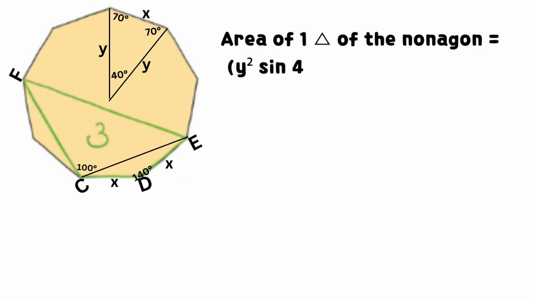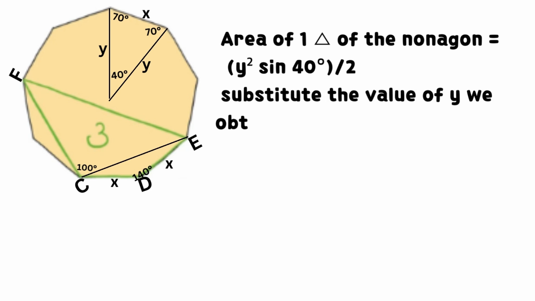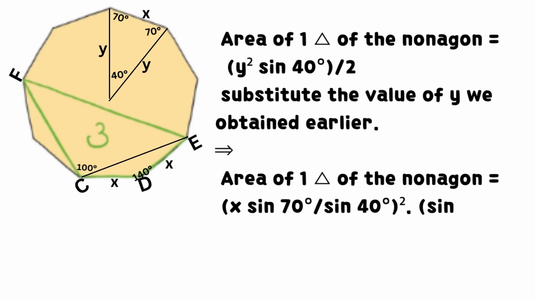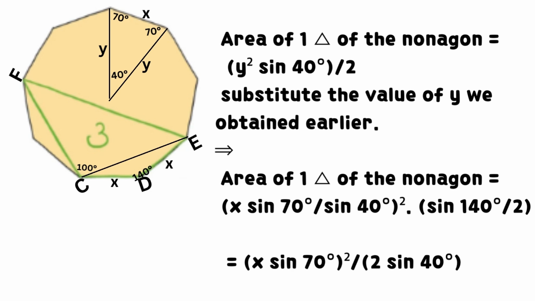The area of one triangle of the nonagon equals half of the product of the square of y and sine 40 degrees. Substitute the value of y we obtained earlier. It means that the area of one triangle of the nonagon equals the product of x and the square of sine 70 degrees, all divided by 2 times sine 40 degrees, after substitution and simplification of values.